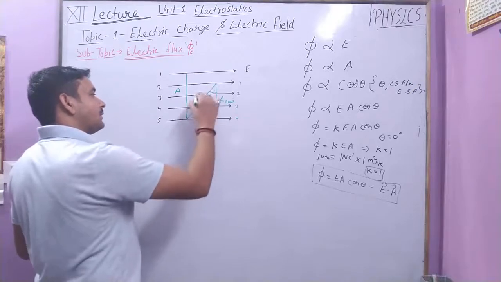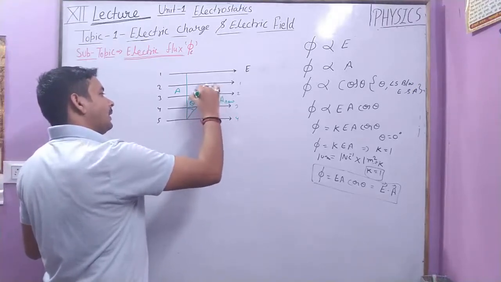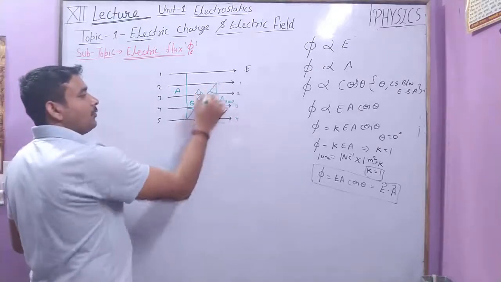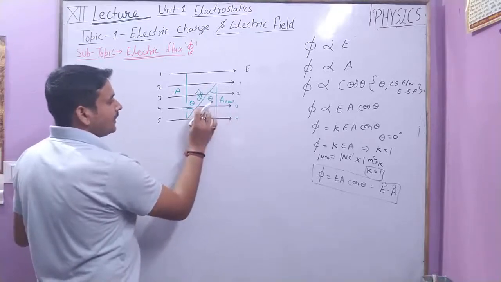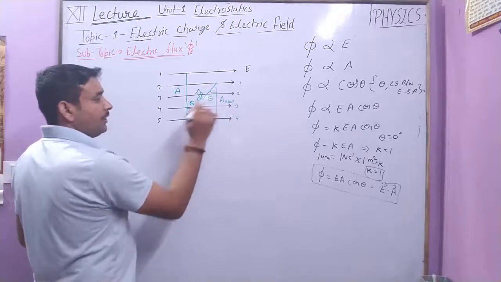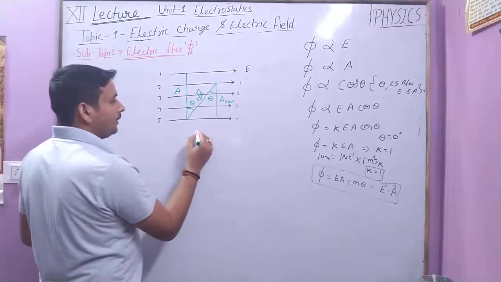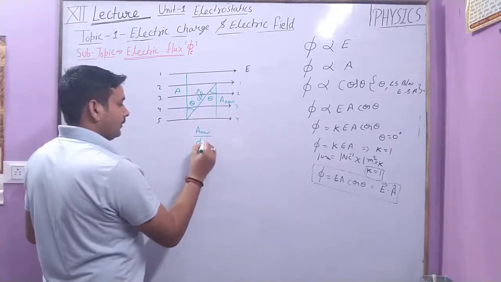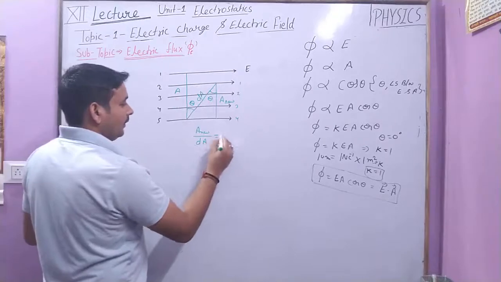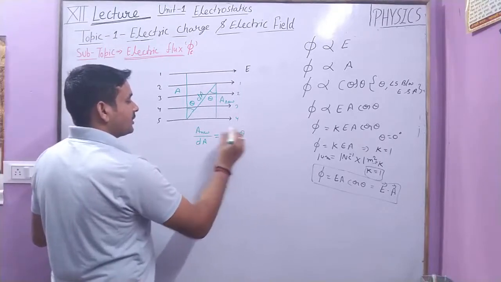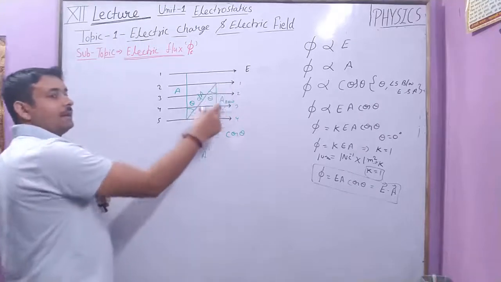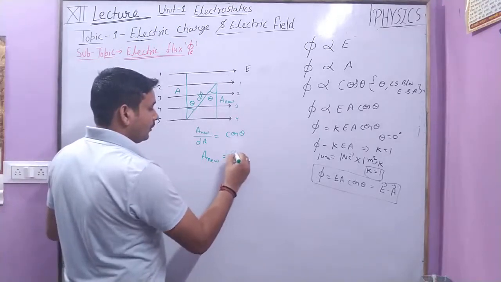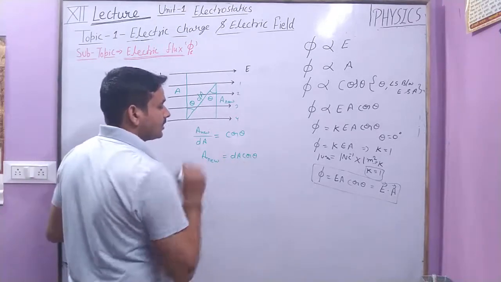Actually this is the area vector for this situation. Therefore you have the value of the hypotenuse and also the base. Then you can easily calculate that dA new upon dA is equal to cos theta. Therefore the new area linked with the electric field lines is equal to dA cos theta.